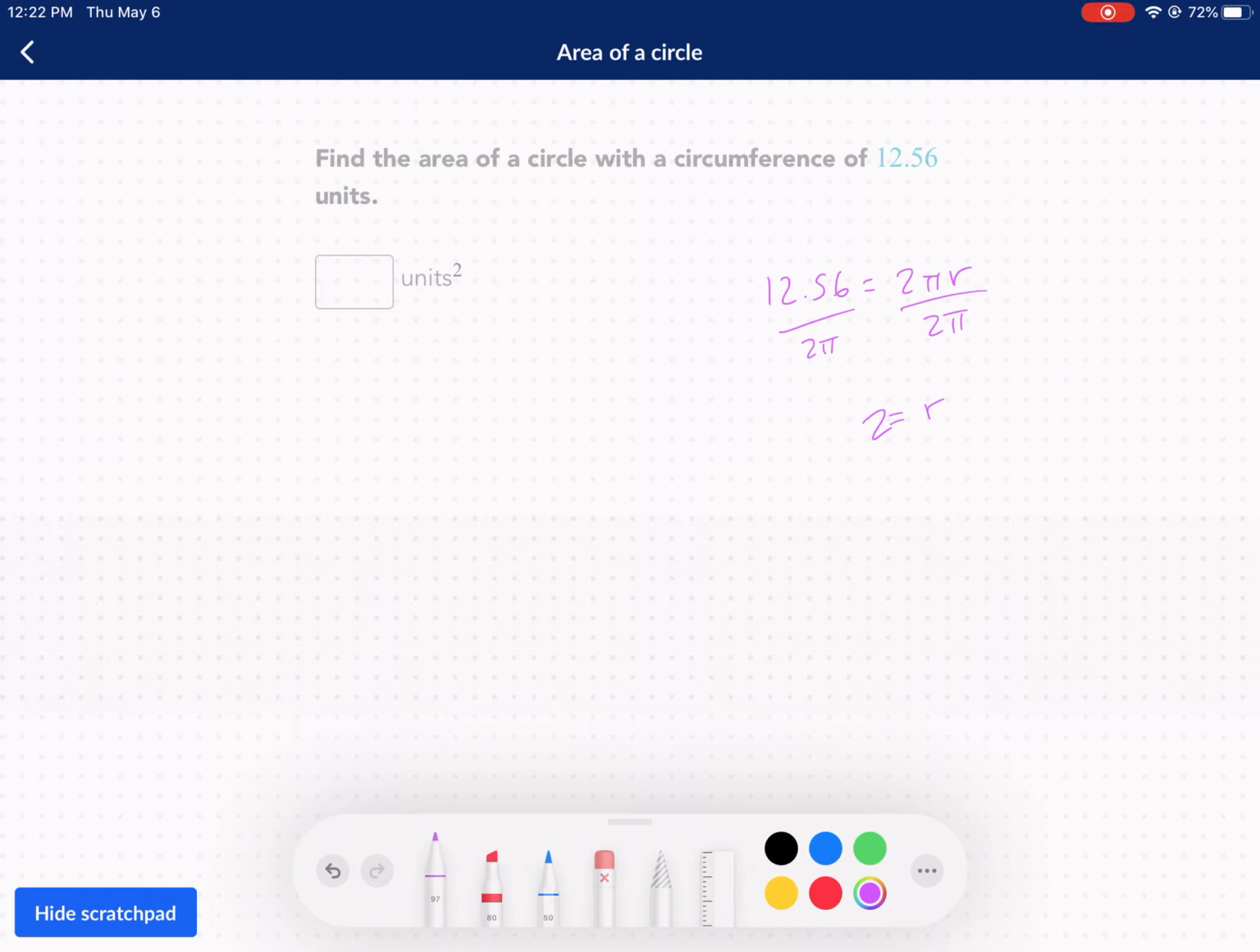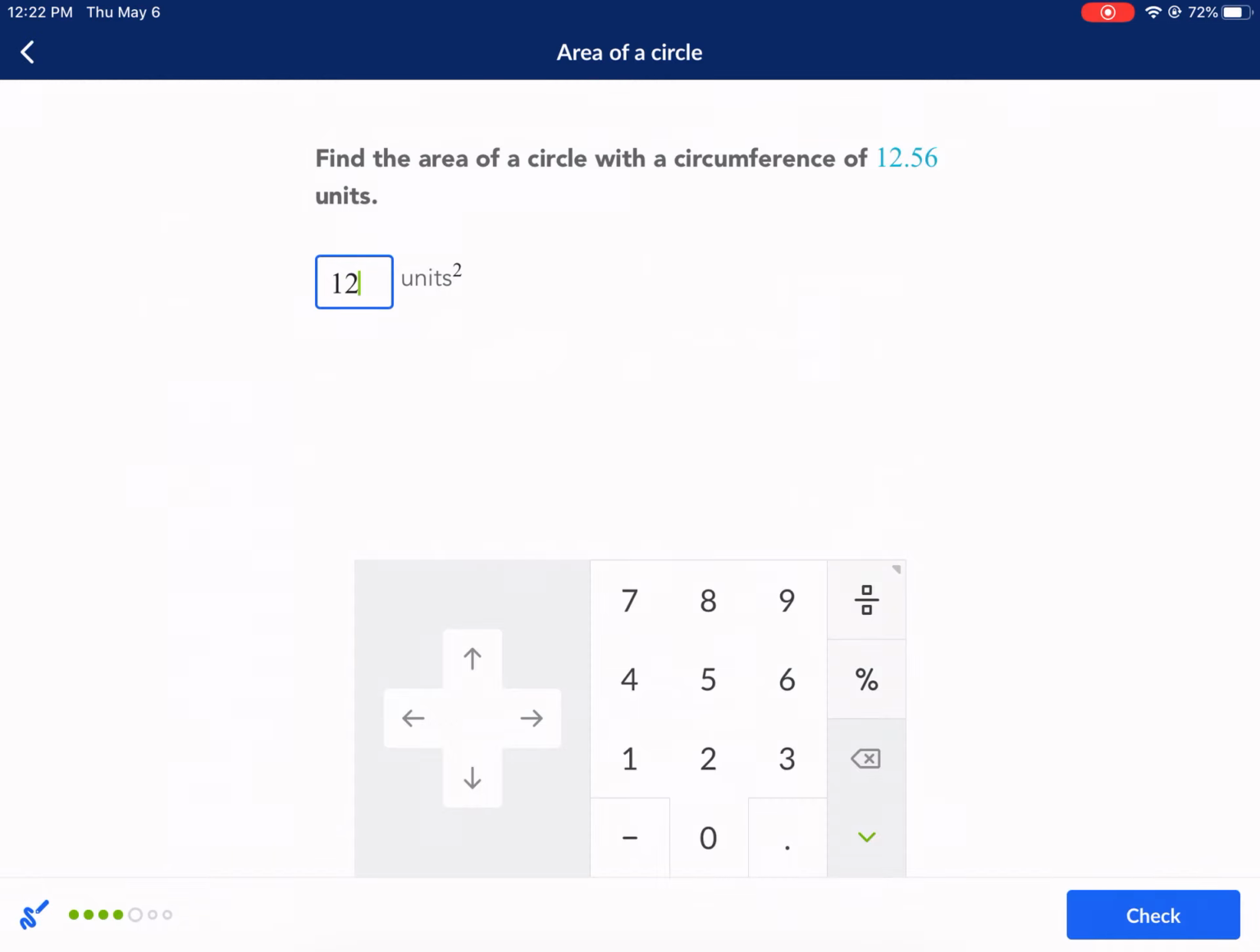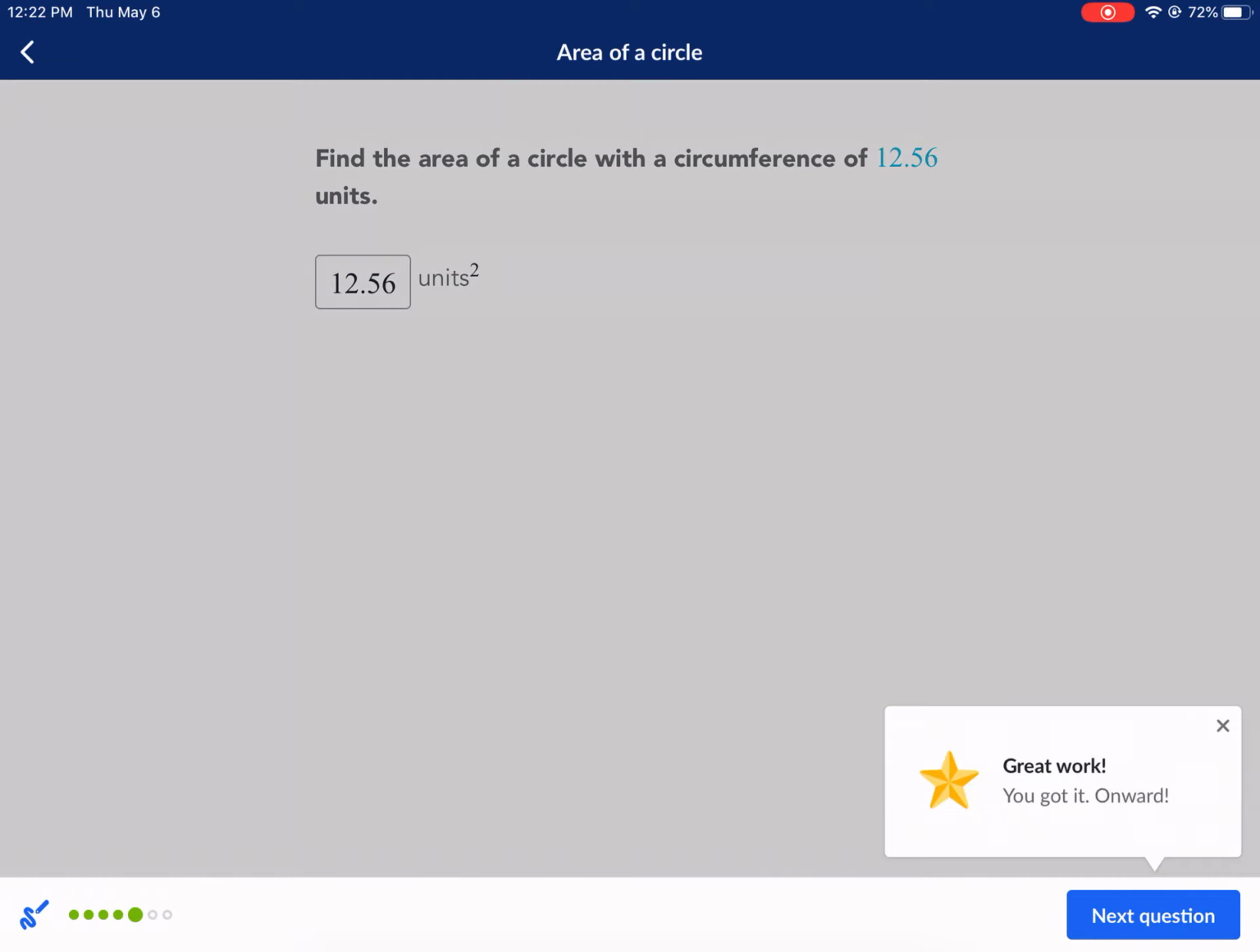So now we have 2, and we plug that into our formula. Area equals 3.14 times 2 squared. That's going to be 4 times 3.14, and I get an area of 12.56. So I get the same thing back again. That's kind of cool. 12.56.